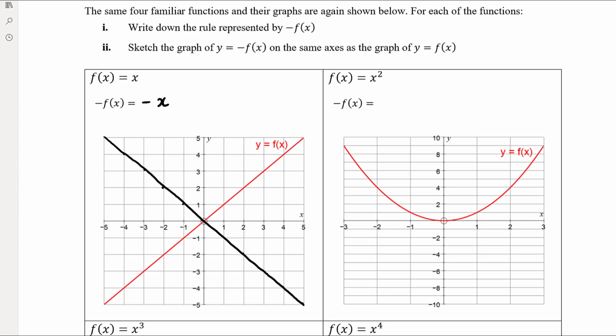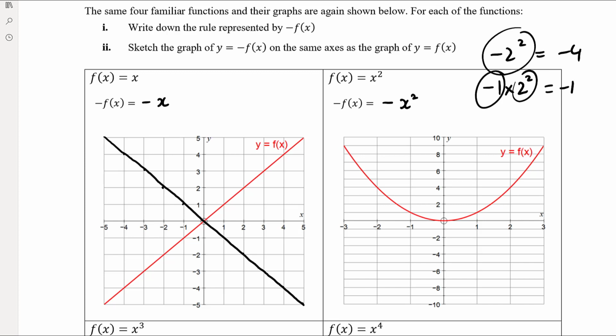And then if f of x is x squared, then negative f of x is negative x squared. And again, remember that that's not the same as negative x all squared. So negative 2 squared is negative 4. Negative 2 all squared is positive 4. Remember this is about order of operations. This is negative 1 times 2 squared. The squared happens before the multiplying by negative 1. So it's negative 1 times 4. This is the same. Negative x squared means negative 1 times x squared.